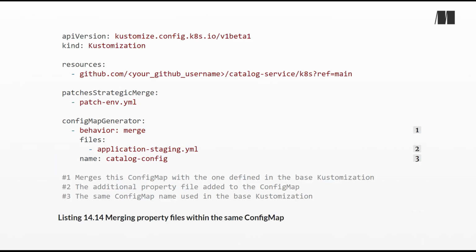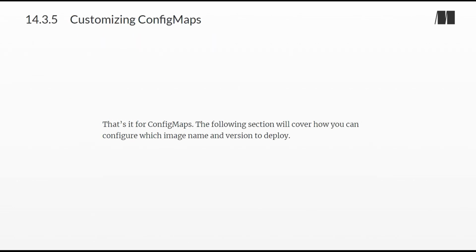Next, we can rely on the config map generator provided by Kustomize to combine the application-staging.yml file defined in the staging overlay with the application.yml file defined in the base customization within the same catalog config map. Go ahead and update the kustomization.yml file for the staging overlay as follows. Listing 14.14, merging property files within the same config map. That's it for config maps. The following section will cover how you can configure which image name and version to deploy.